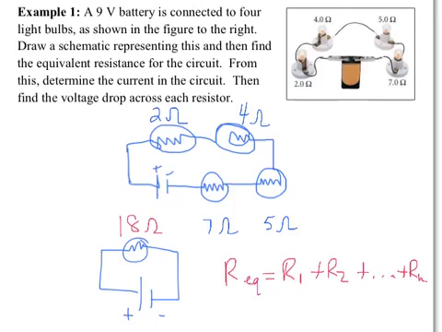Here's the rule in the bottom right, the rule for resistances in series, and these rules are on your formula sheet. Look at your formula sheet so you know that they're there. You have to be able to apply the rules though, obviously. When you add the resistances together, you get an overall single resistance. So 2 plus 4 plus 7 plus 5 becomes 18 ohms. That's step 1. Step 2 says, from this, determine the current in the circuit.